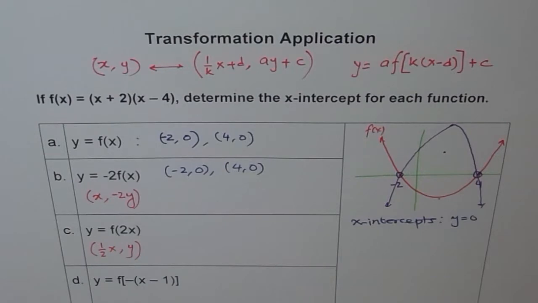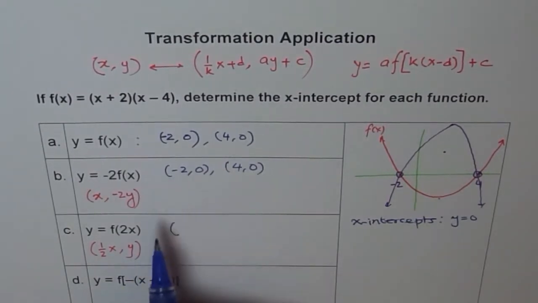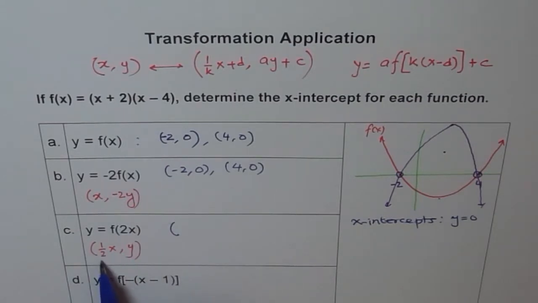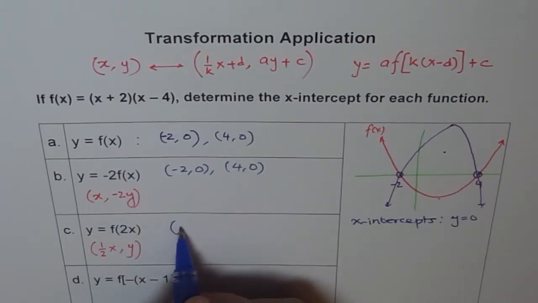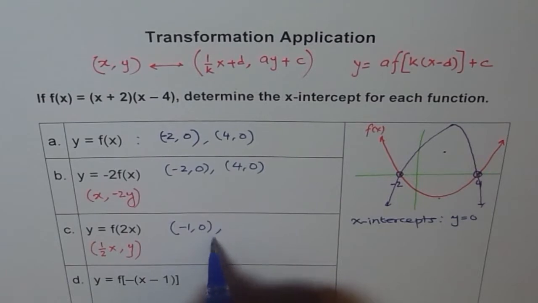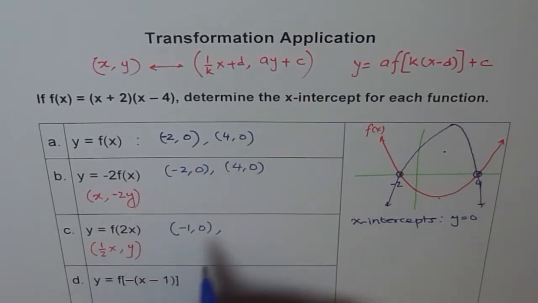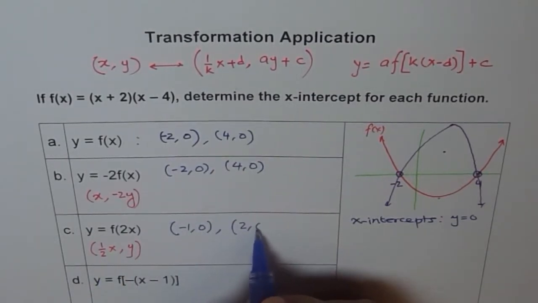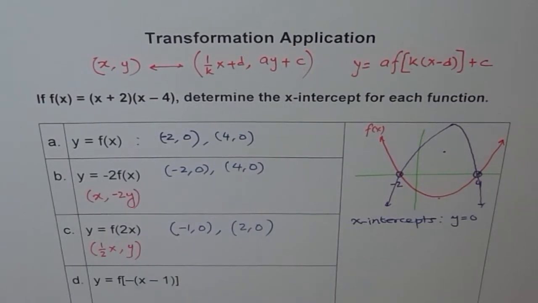So what should I expect? I should expect an x-intercept at minus 2 divided by 2, which is minus 1, and 0. And 4 divided by 2 is 2. So you get 2 comma 0. Do you see? They become half the value.